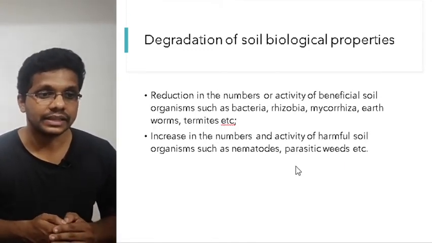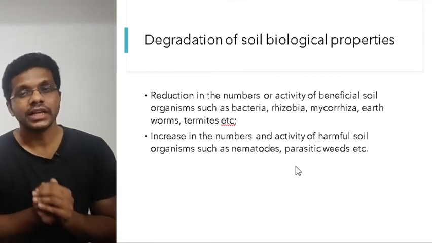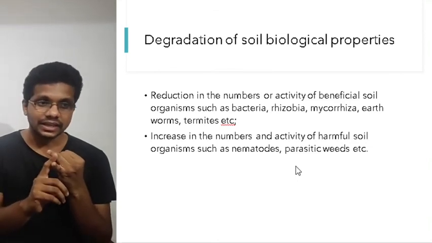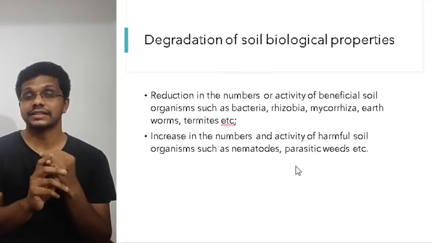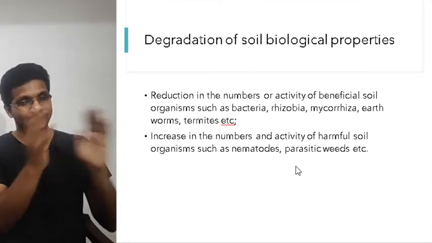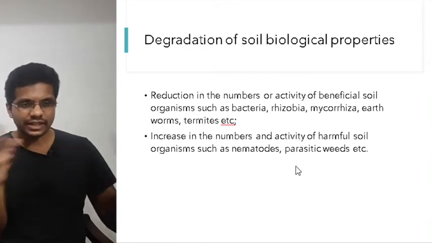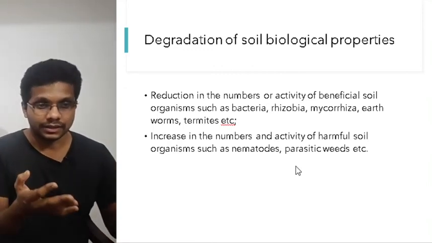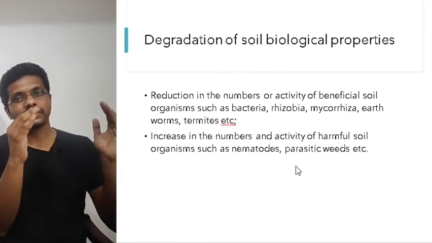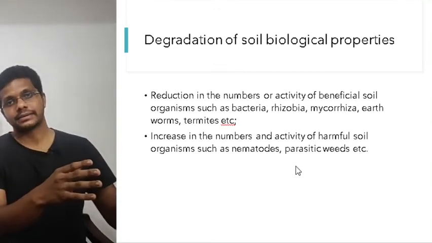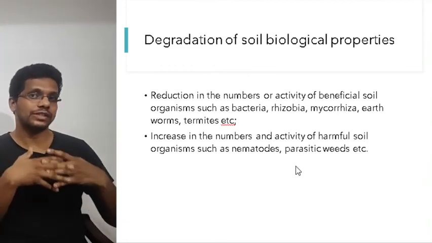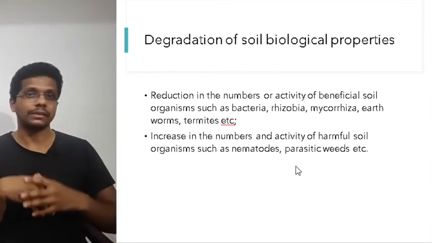Then finally, the degradation of the biological properties of the soil. The biological properties of the soil can be degraded due to two different reasons. One is the reduction in the number and activity of beneficial organisms. The soil is a complex structure. It is a home for different types of organisms like bacteria, rhizobia, mycorrhiza, earthworms, termites, etc. So the intensive agricultural practices or the contamination can cause a decline in the beneficial organisms. These organisms are very much associated with the plant, and they complement the plant growth.